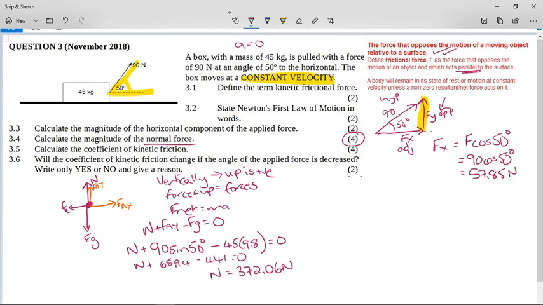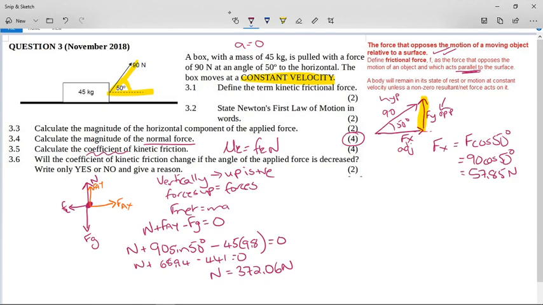Now it says to you, calculate the coefficient of kinetic friction. Remember, there's two things with friction. There's the force of friction and the coefficient of friction. So we are looking for mu k. And if you look on your formula sheet, the coefficient of kinetic friction, mu, equals the force of kinetic friction divided by the normal force. So if we know the normal force and we know the force of friction, we can calculate mu.